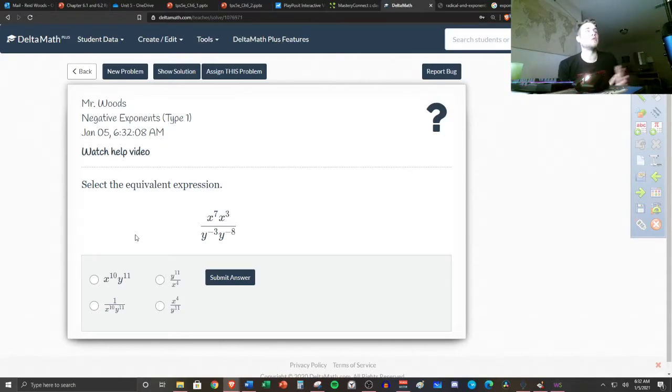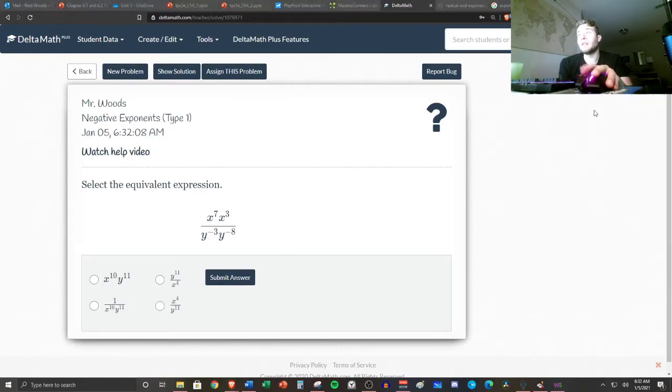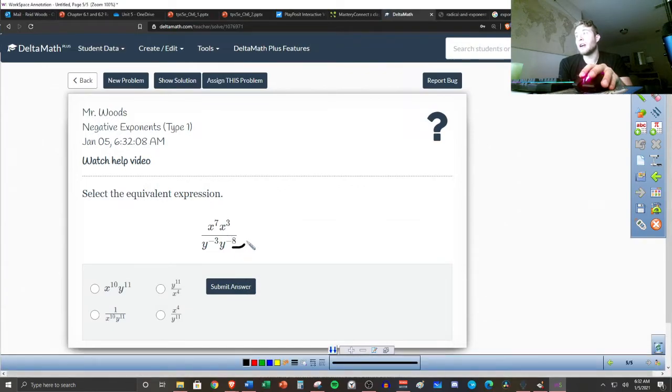This is going to be more true to what your test would look like. However, your test would say pick 2. Here we're just picking 1. So you can actually do a lot of these in your head. Remember, negative exponents, whenever you see those, that means they are going to the other side of the fraction.